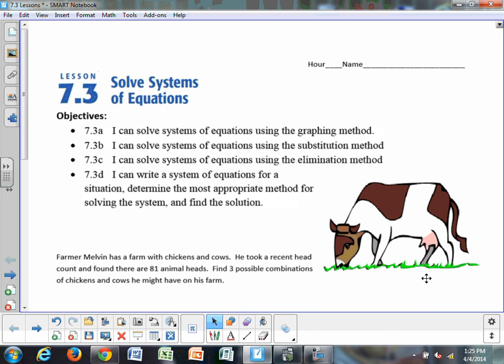All right, students, this is lesson 732. In this lesson, we're going to learn this objective: I can solve system equations using the substitution method. For that lesson, we're going to go to page 10.